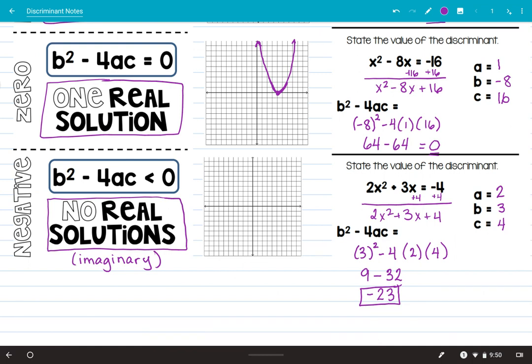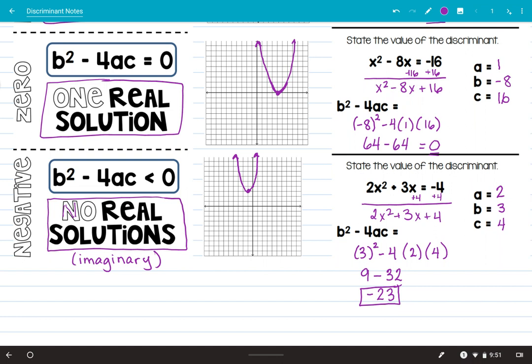It's going to go up. So it never crosses the x-axis, so that's why we say it has no real solutions.